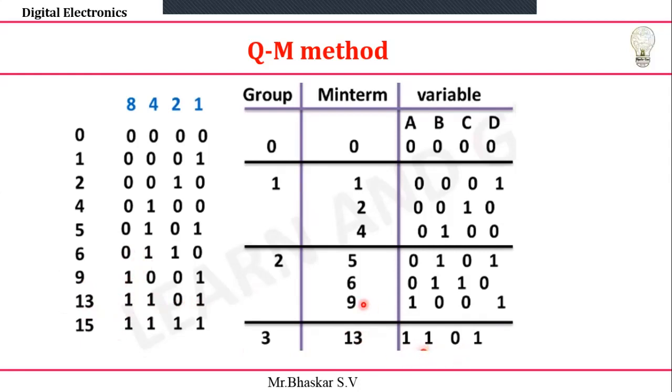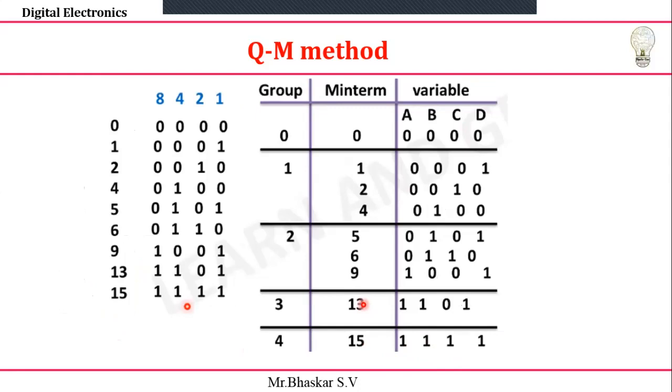Next, looking for group number 4. It consists of four ones, which is 1111. So I'm going to take 1111. In this way, we need to segregate our min terms. Once you segregate, the next step is matched pairs. You already know that. Let's move on to that.